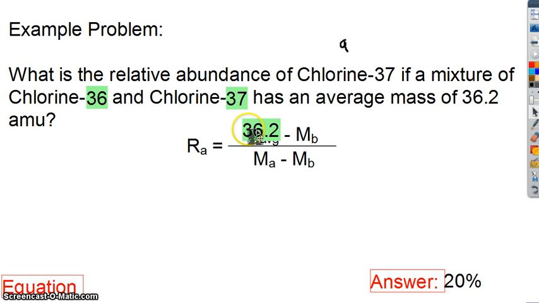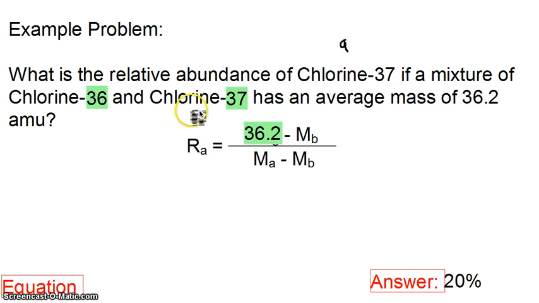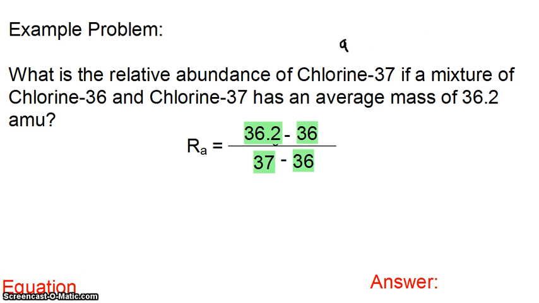All right, so the average mass again is 36.2. Chlorine-36 is B, so I put in 36 for the mass of B, in both places for the mass of B. And then I put in 37 for the mass of A. When I solve for this, I get an answer of 20%, which you can see is already displayed mistakenly down here. And so you again should go through this calculation to make sure that you also get 20%.